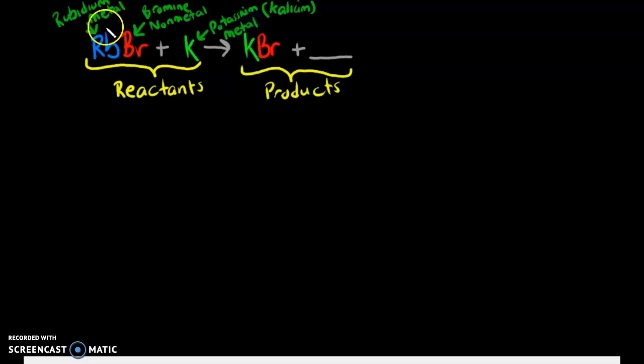So I have a metal and non-metal compound, so an ionic compound, and a metal. And over here, I have a metal and a non-metal, forming another ionic compound, plus what? What is missing? Well, my K is right here. My bromine is right here. So what I'm missing is the rubidium. So my missing piece of the puzzle, my missing product, is Rb. So on the test, if you got the blank, what am I looking for? The symbol Rb.